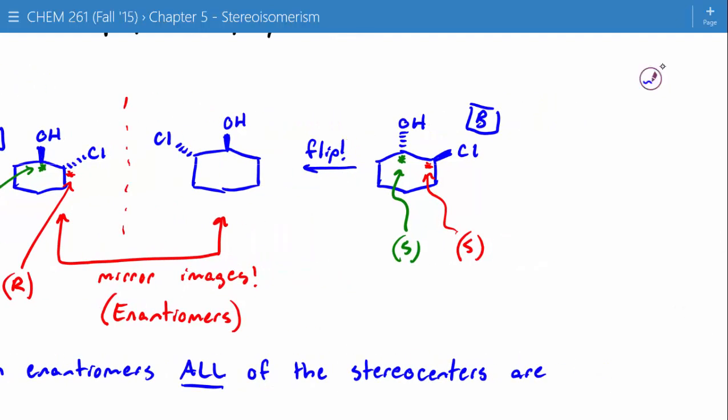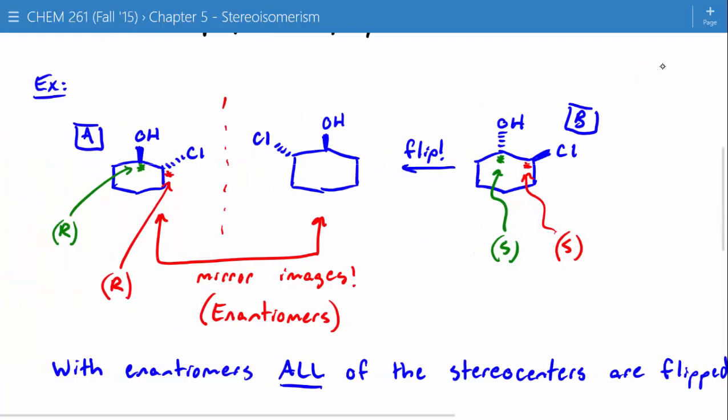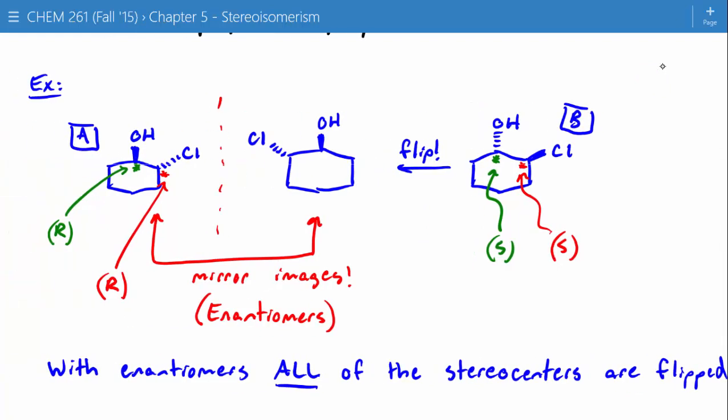All of the stereocenters are flipped. So our R stereocenter in the enantiomer is S, and the R1 on the other carbon is also switched to an S. So they're entirely flipped, and that's how we can call them enantiomers. They're non-superimposable mirror images. They have the same physical properties, but they rotate plane polarized light differently.